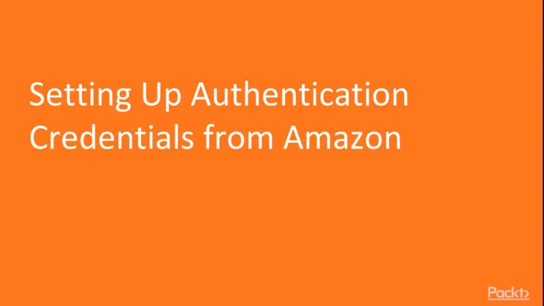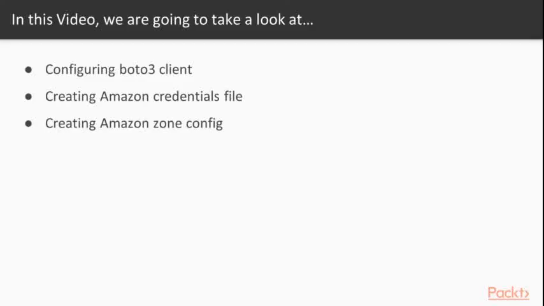In the previous video, we installed the Boto 3 module on our local machine, so we will be able to leverage that great library to interact with Amazon Web Services. But before we start, we need to set up authentication credentials from Amazon. So in this video, we'll be doing exactly that task. We'll be configuring our Boto 3 client and creating the Amazon credentials file. Also, we will create a file that will specify the Amazon region that will be used by default by our application.